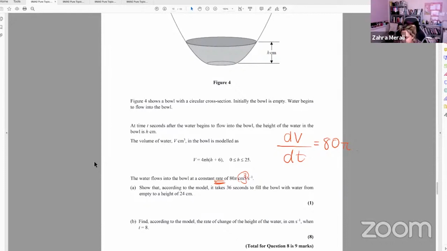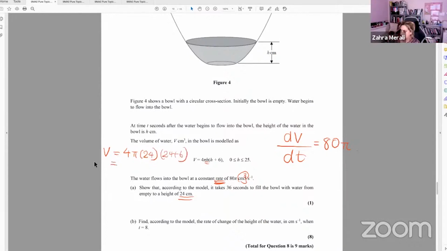We are asked, and so this is just me reading the question. So now let's have a look. Show according to the model, it takes 36 seconds to fill the bowl from empty to a height of 24. So if we think about it, we know that the volume divided by the rate will give us the number of seconds. So you're going to plug in 24, because that's your height, into your volume. So V equals 4 pi 24 multiplied by 24 plus 6.